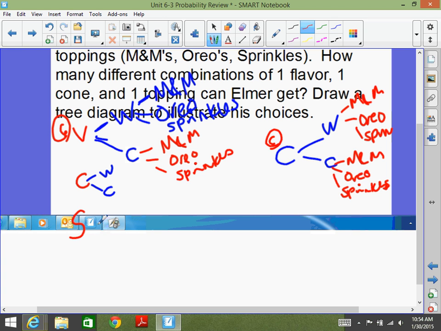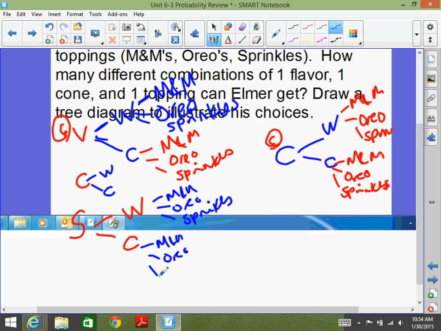And last is strawberry. I could have a waffle or a cocoa cone, M&M, Oreo, sprinkles. Or a cocoa cone, M&M, Oreo, sprinkles. And that's 6 again.